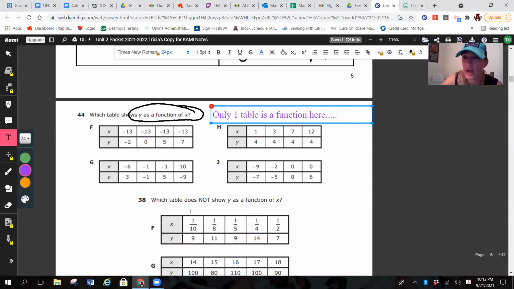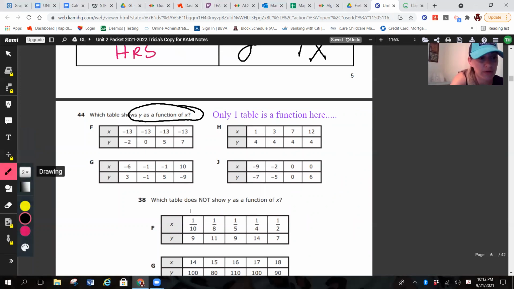So let's think about what the definition of a function is in relationship to a table. If you scroll back up or flip your packet back to page 3, it'll show you a table that is a function and a table that's not. If you can remember from your lesson before this, you really focus on the X of your table. So we're looking at the X's.